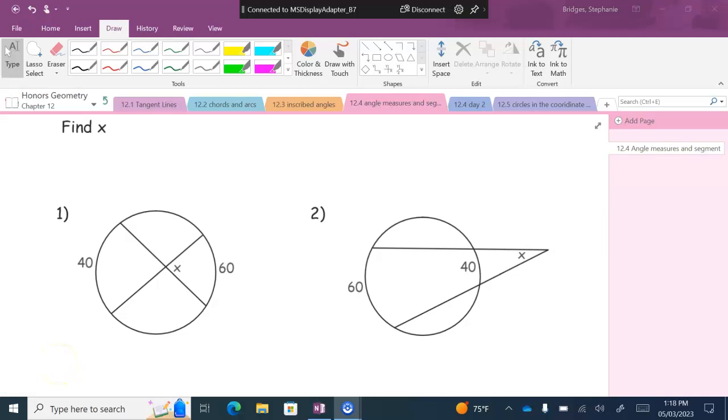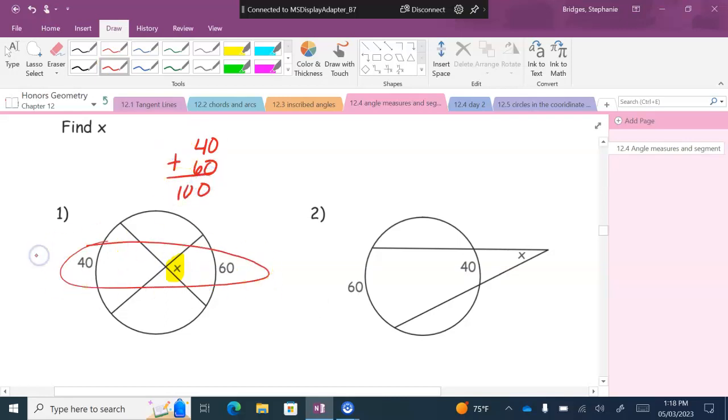All right, number 1. My angle is where? Inside or outside of my circle? It's inside. So what am I going to do to my two arcs? Add them. So I'm going to add the 40 and the 60. They're in line with the angle, right? That gives me 100, and then I do take half of that, which is going to give me what for x? 50. Okay.